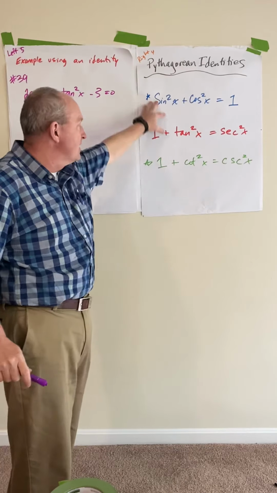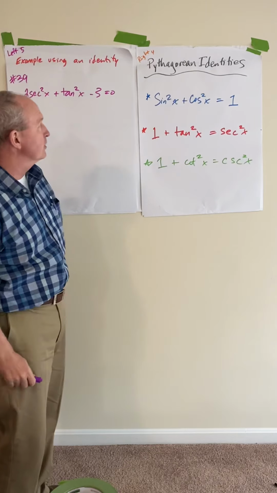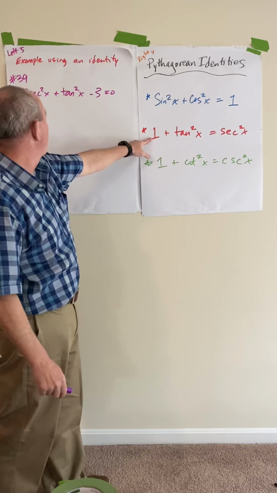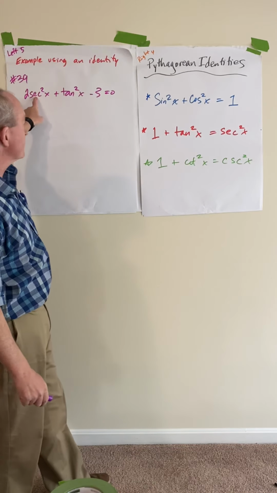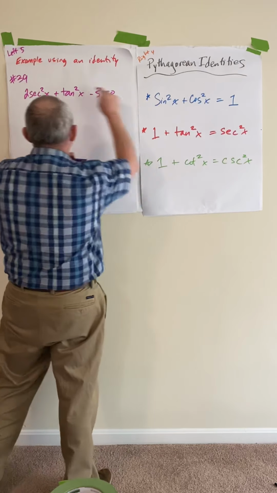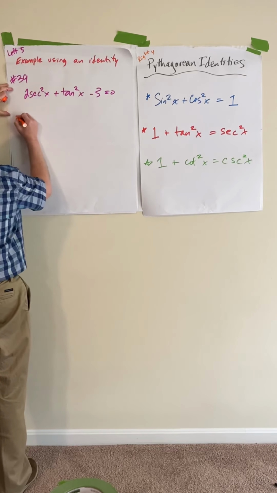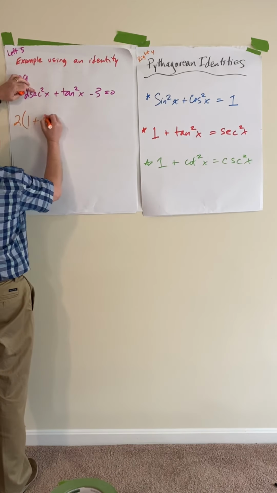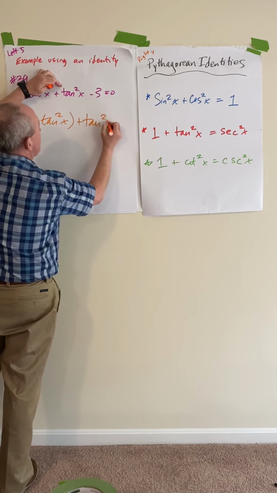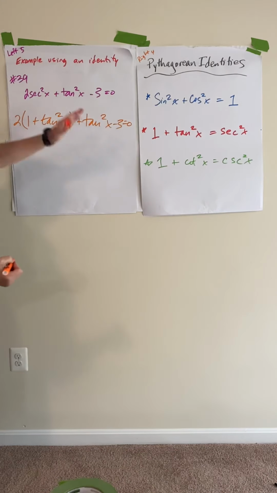Hopefully you're looking at our Pythagorean identities that would be on the wall, on my poster. This is the one I think I want to use. I see secant squared right there, and I'm going to change it to 1 plus tangent squared. I'm going to put it in right there. So I'm going to have 2 times (1 plus tangent squared x) plus tangent squared x minus 3 equals 0. Whew! No more secant squared.